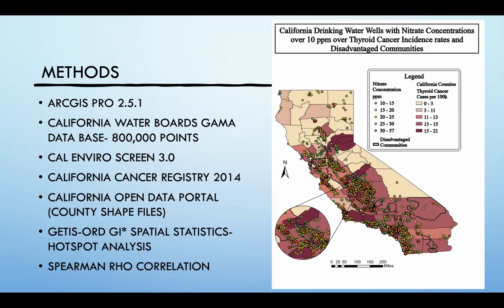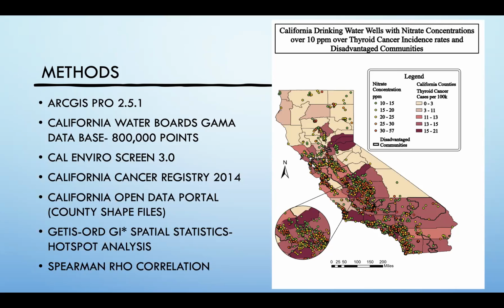If you see the map on the right, this is looking at nitrate concentration over the maximum contaminant level, which is 10. You do see spatially a concentration in the Central Valley, and a bit in Los Angeles. You also see higher concentrations over counties that have higher thyroid cancer incidence. It's not extremely apparent, but you do see some trends.